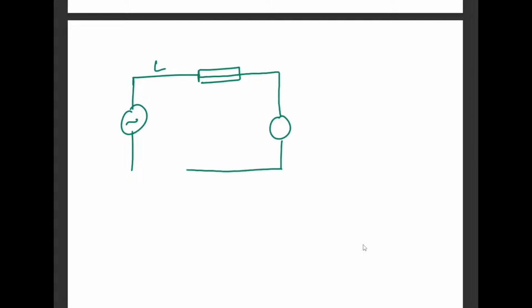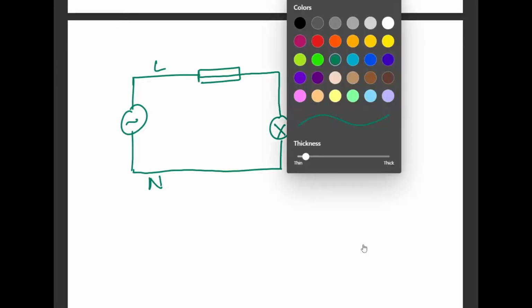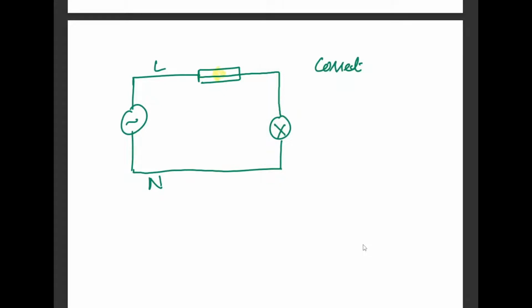Alright, so how do we install the fuse and where do we install it? We will always install the fuse in the live section of the wire that brings the current into the circuit. We will never install such a protective device in the neutral wire. We will always install them in the live wire. The reason being, for example, in this case, which is the correct way around, the fuse melts due to, let's say, a short circuit. The fuse has melted, and now the circuit has effectively broken, right? So there is no current flowing.